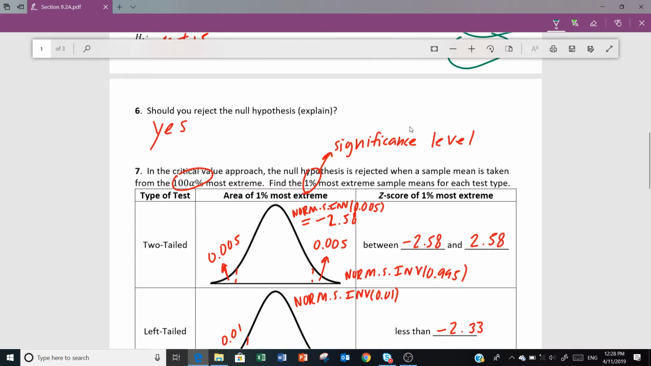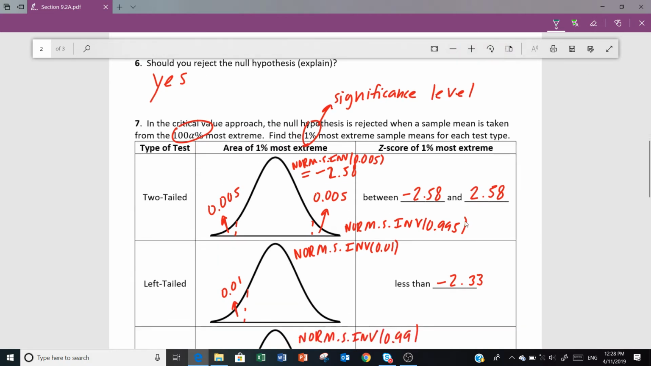Okay, I just realized I have a mistake on the worksheet. This should not be between negative 2.58 and positive 2.58, because are these the extreme values? Are the extreme values between here and here? No, it's below here and above here. So this should not be between, it should be below negative 2.58 and above 2.58. Those are the extreme values.